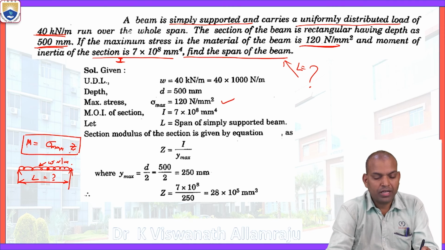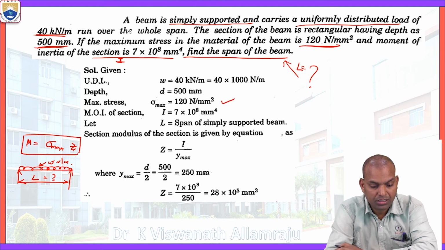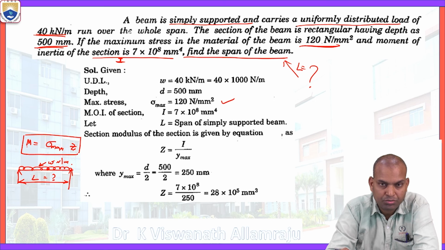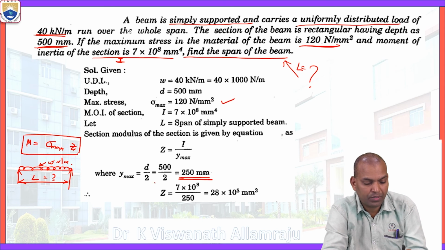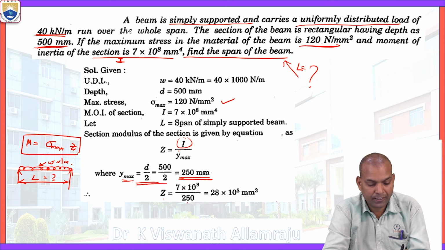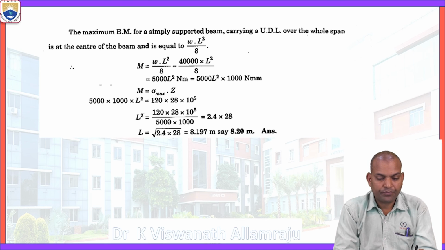What is Z? Z value is I by Y maximum. I value is given directly, 7 into 10 power 8 millimeter power 4, and Y maximum is D by 2, that is 500 by 2, equal to 250 millimeters. Substituting Y maximum and I values in Z equal to I by Y maximum, 7 into 10 power 8 by 250, that is 28 into 10 power 5 cubic millimeters.